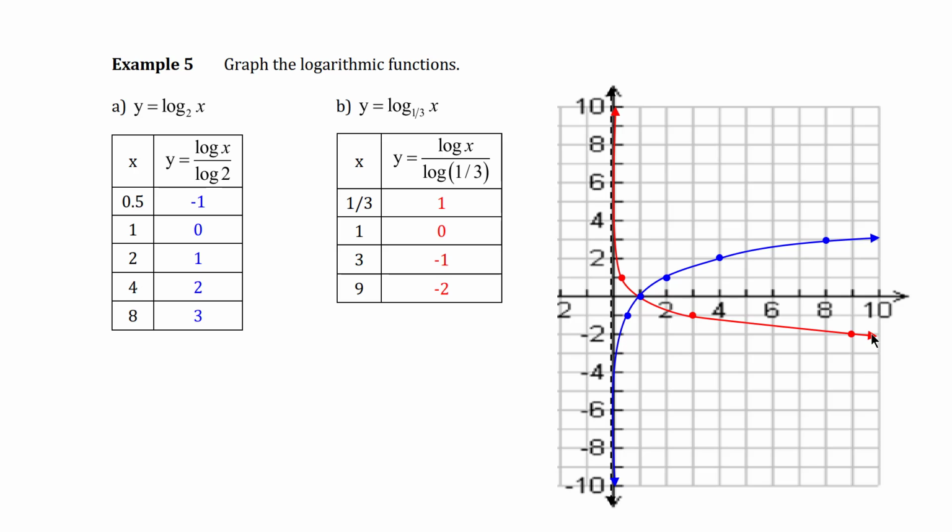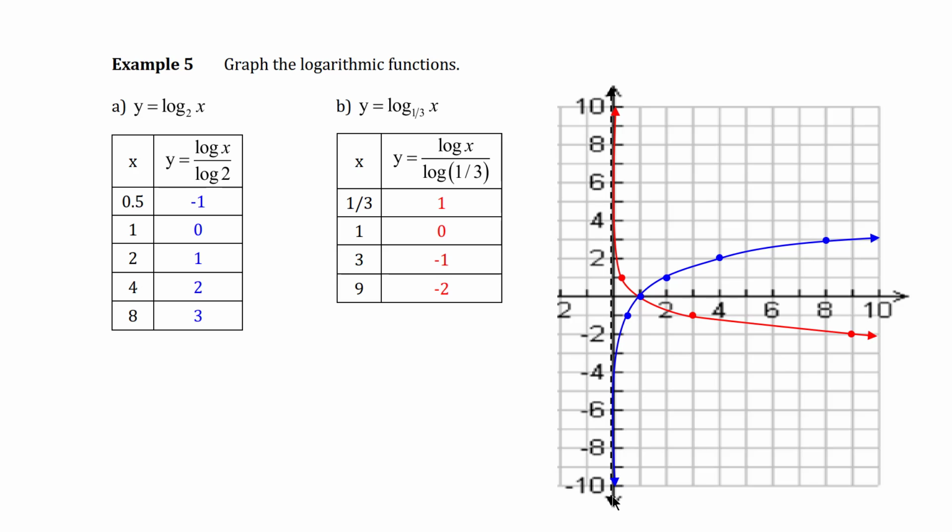Next, I want to point out a few things about our graphs. Notice here that both graphs have an x-intercept at 1, 0. Also, both graphs do not have a y-intercept. The graphs get really close to the y-axis, however they never touch. There's actually what we call a vertical asymptote right on top of the y-axis. It's not part of the graph, it's just a guide to help graph the logarithmic function.